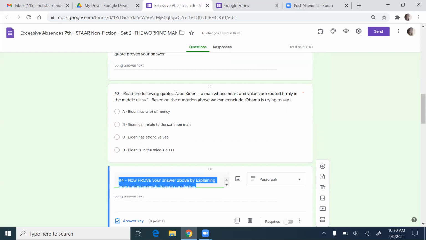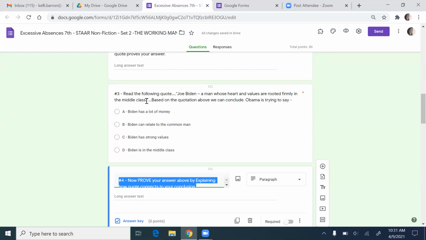Why? Because this says outright, Joe Biden has values. It says Joe Biden, a man whose values. They're going to want to pick C, especially low readers, because that's the explicit evidence. Okay. Biden is in the middle class. It says rooted firmly in the middle class, a man whose heart and values are rooted firmly in the middle class. Again, low readers look at explicit evidence and C, in the middle class.